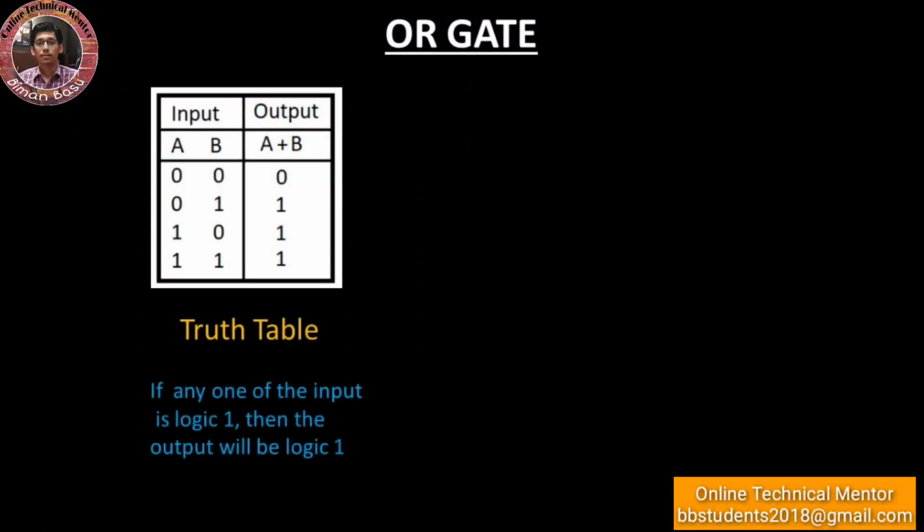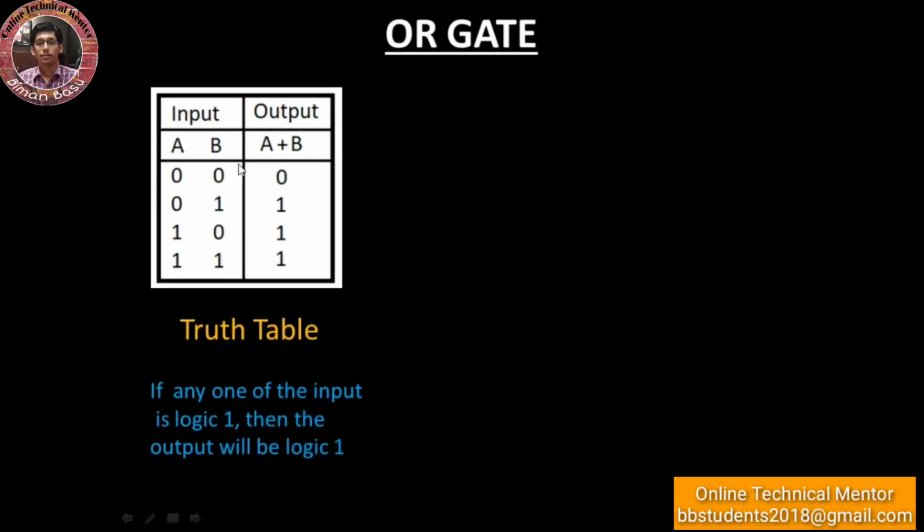Then OR gate. So this is the truth table of OR gate. It also has two inputs and the same combinations: 0, 0, 0, 1, 1, 0 and 1, 1. And what is the output? If any one of the input is logic 1, then the output will be logic 1.